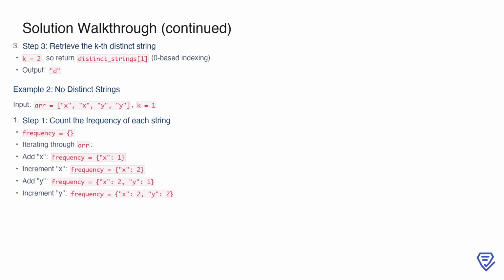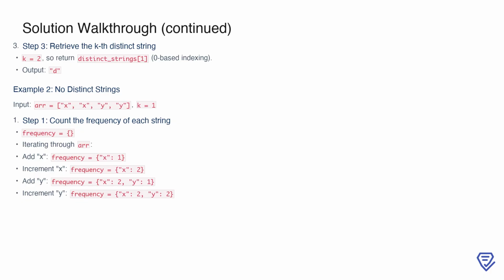Since k is 2, we use zero-based indexing to access the second distinct string, which is at index 1. In this case, the value is D. Therefore, the output for this example is D. Moving on to example 2, the input array is x, x, y, y, and k is 1.